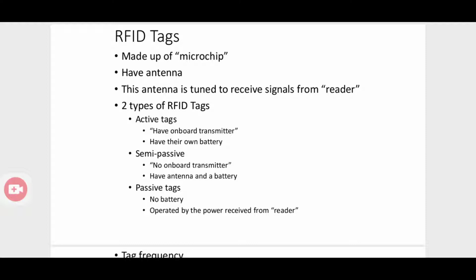Okay, so the RFID tag is a hardware system, a physical component, which is actually a microchip, and it contains an antenna, and this antenna can receive the signals from the reader. Sometimes the tag contains an onboard transmitter and has its own battery, so they are known as active tags. But in the case of a passive tag, there is no battery, but it can be charged by using the power of the reader. In the case of semi-passive, there is no onboard transmitter but it has a battery and an antenna.